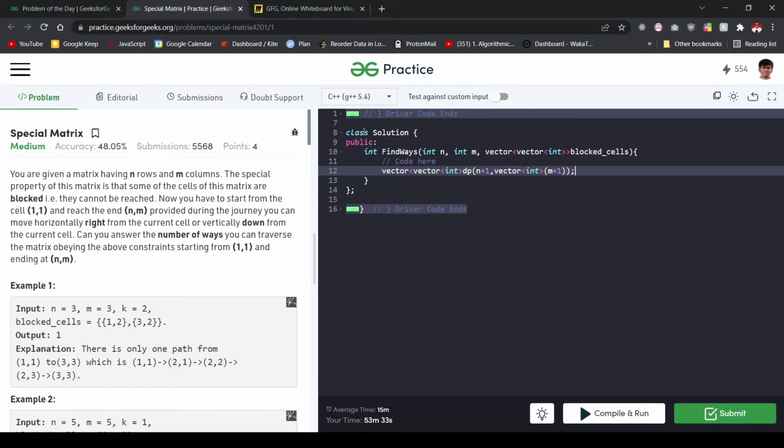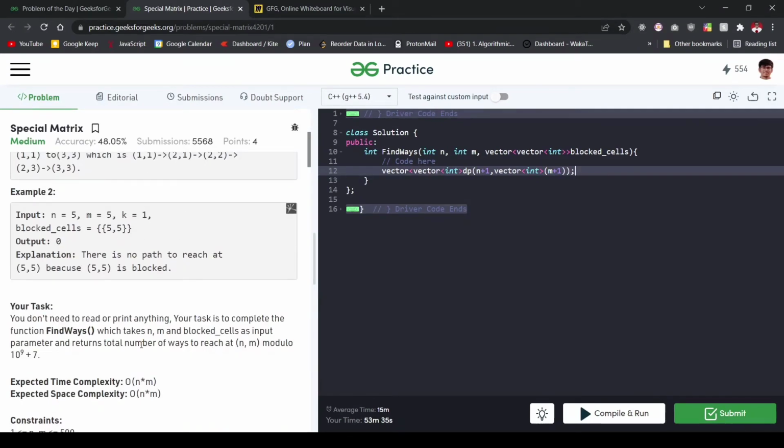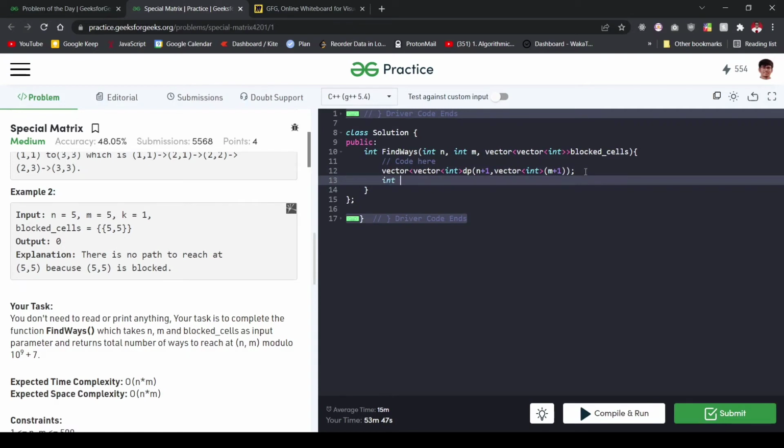After this is done, also in the note they have given that we have to return the total number of ways to reach n and m, and we have to calculate the modulo as well. So for that we'll create a variable mod and let it have the value 1e9 plus 7, that is 10 raised to 9 plus 7.